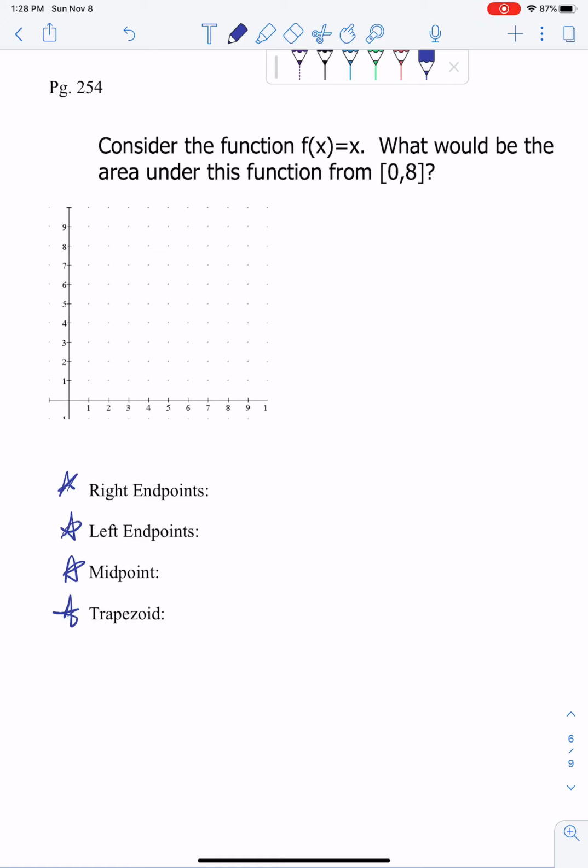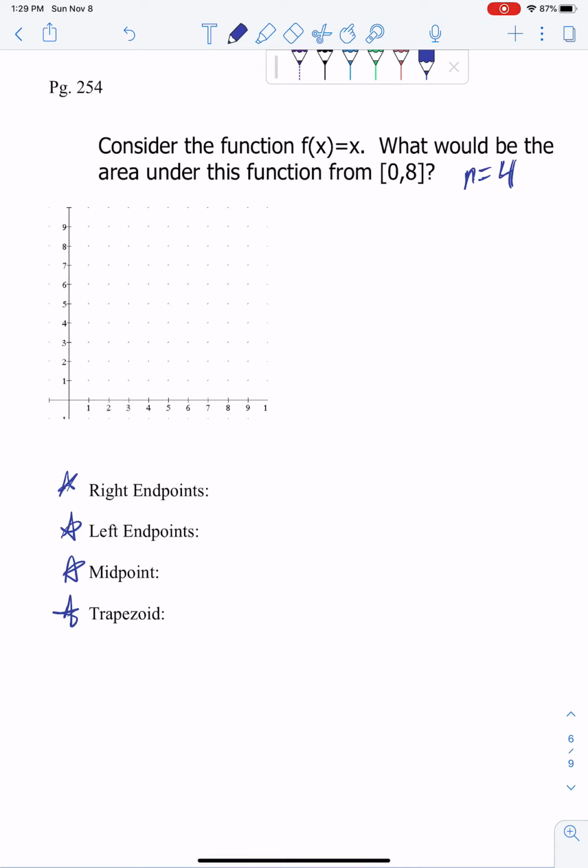So starting with this first example, it says to consider the function f of x equals x. What would be the area under this function from 0 to 8? And one thing it didn't give us here, and I'm going to add it, is we're going to break it up into 4 pieces. We're going to make n equals 4.